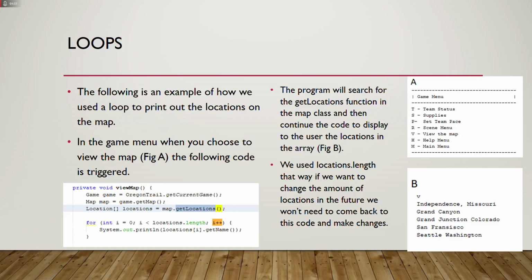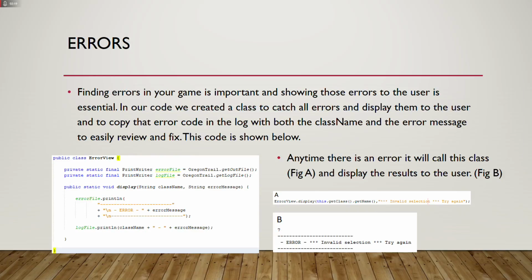The following is an example of how we used a loop to print out the locations on the map. In the game menu, when you choose to view the map, shown in Figure A, the following code is triggered. The program will search for the getLocations function in the map class and then continue the code to display the user's locations in the array. We used locations.length. That way, if we want to change the number of locations in the future, we won't need to come back to this code and make any changes.